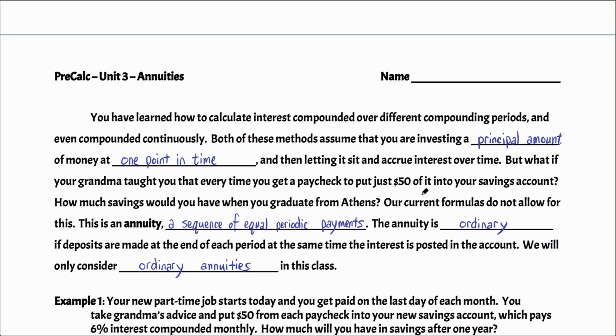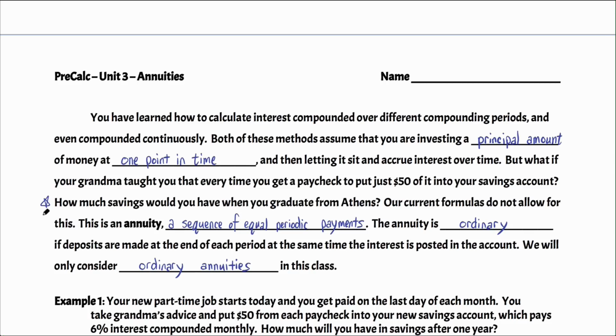So this brings about a different type of problem, and it's something to consider. Maybe a more realistic type of problem where you have a part-time job and you're able to continuously put more money into a savings account at regular intervals. Good question to consider: how much savings would you have when you graduate from Athens if you were to regularly put in $50 each month from your paycheck? Our current formulas do not allow for this.